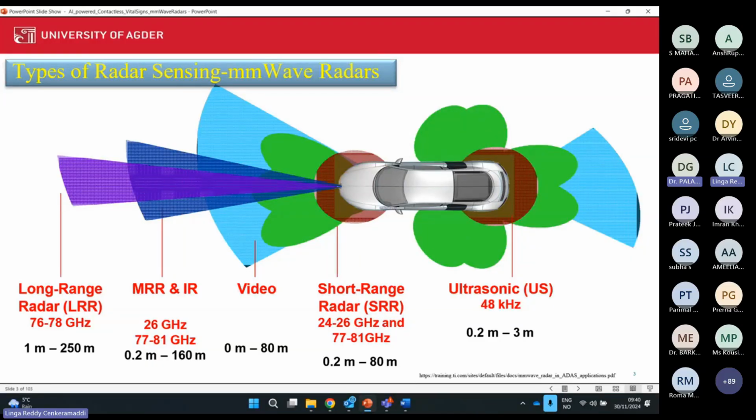We have the short range radar that usually goes from 20 centimeters to 80 meters. Then the medium range radar that goes up to 160 meters. And the long range radar that goes up to 250 meters. Then we have video, range up to 80 meters. Usually video goes up to 30 to 40 meters, but up to 80 meters we do get the image. But the objects of interest occupy a very small portion of the frame, so it is very difficult to classify the objects in the frame.